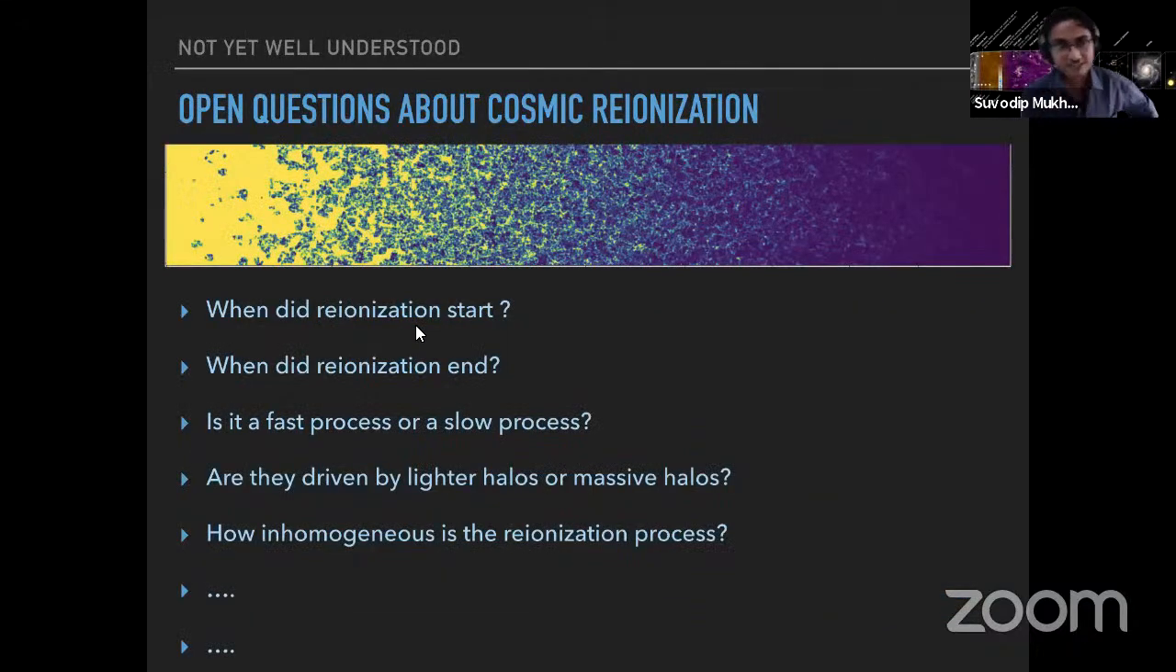Before we start asking what we can learn, let us ask what the open questions in the field are. These are a few of the questions which are interesting to me, and possibly I have missed some. The questions which still remain open are: when did reionization start? When did it end? Is it a fast process or a slow process? Is it driven by lighter halos or massive halos? How inhomogeneous is the reionization process? Given these open questions, let's see which probes from the CMB side can shed light on them.